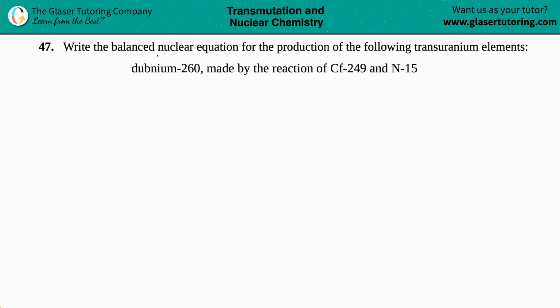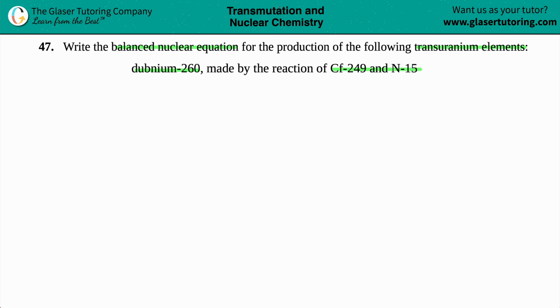Number 47. Write the balanced nuclear equation for the production of the following transuranium elements. And then we have dubnium-260, or dubnium, right? Made by the reaction of Cf-249 and N-15. Okay. So we have to write a balanced nuclear equation, which means that we are going to use nuclide notation.